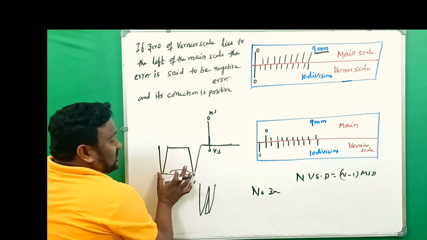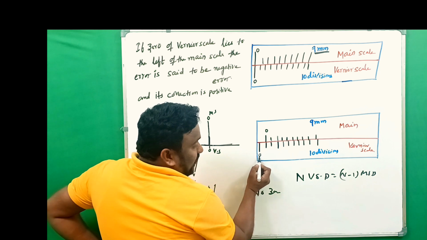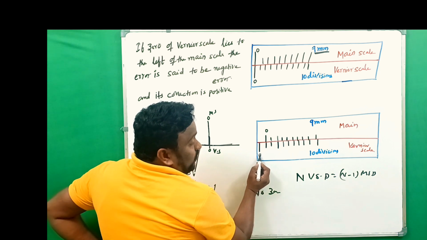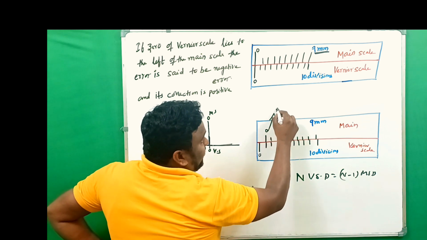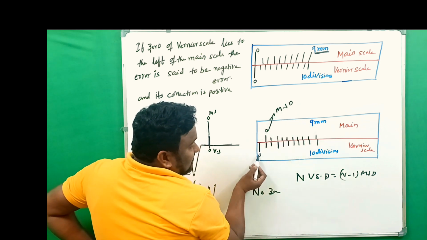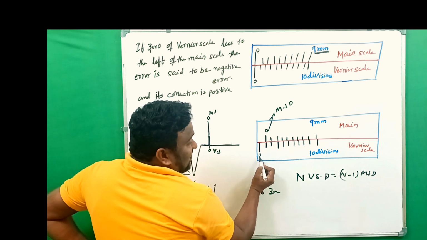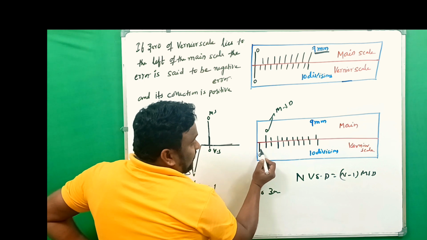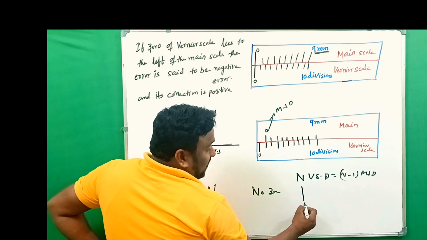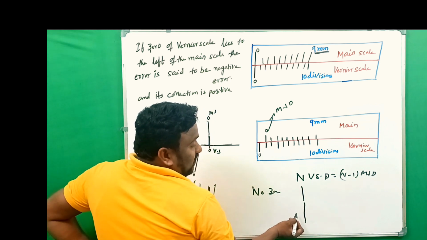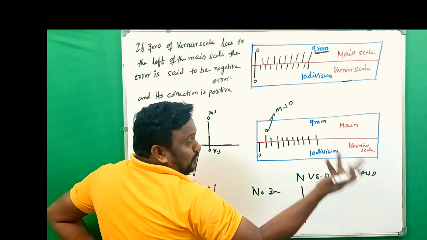When both jaws come in contact, we are getting it like this. This is the zero division of the vernier scale and this is the zero division of the main scale. How is it? The vernier scale zero division is to the left of the main scale zero. That means both do not coincide. When both do not coincide, some error is there. Now we have to say whether it is a negative error or a positive error.